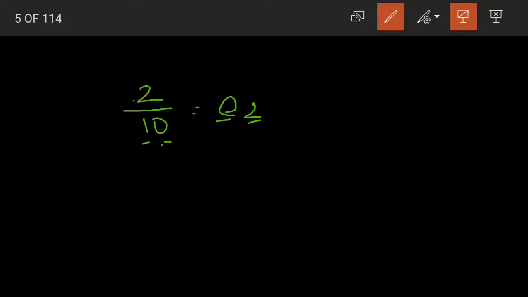The second step is to count the number of zeros. I am having 1 zero in the denominator. So after 1 digit from the right, I'll place my decimal point. 2 by 10 is equal to 0.2.